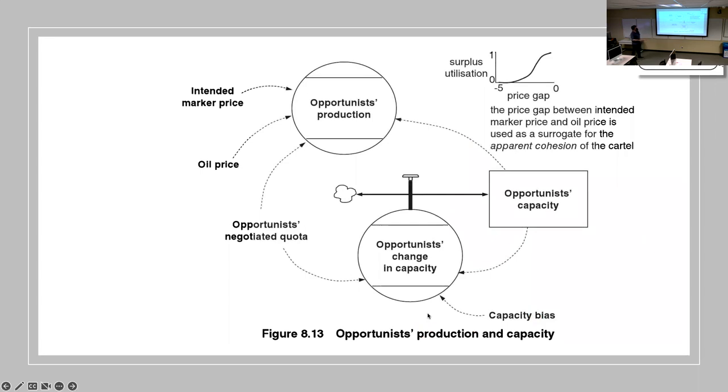And so down here, we've got the opportunist capacity, how much oil they can produce, their change in capacity. And then from their capacity, this is how much they could produce. This is how much they actually do produce up here, their opportunist production. And they've got their negotiated quota. And so if they need to produce more, it might take them a while to grow their capacity, or they might immediately be able to produce it.